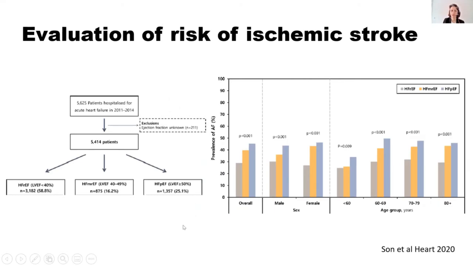And this recent study published in Heart last year included 5,625 patients hospitalized because of acute heart failure. These patients were divided according to the ejection fraction, and there were almost 60% of patients with reduced ejection fraction, 25% with HFpEF, with preserved ejection fraction, and 16% with mildly reduced ejection fraction. You can see that the frequency of HFpEF increased with age and was more frequent also among females.